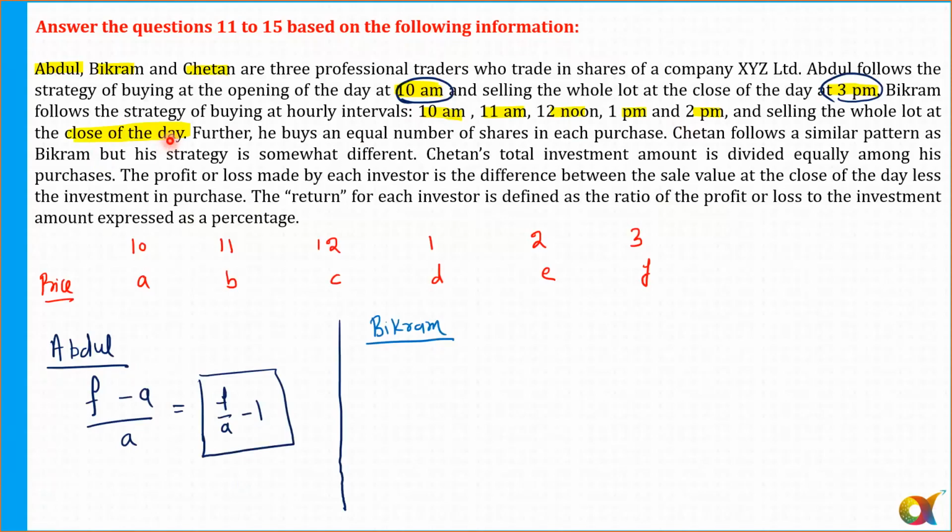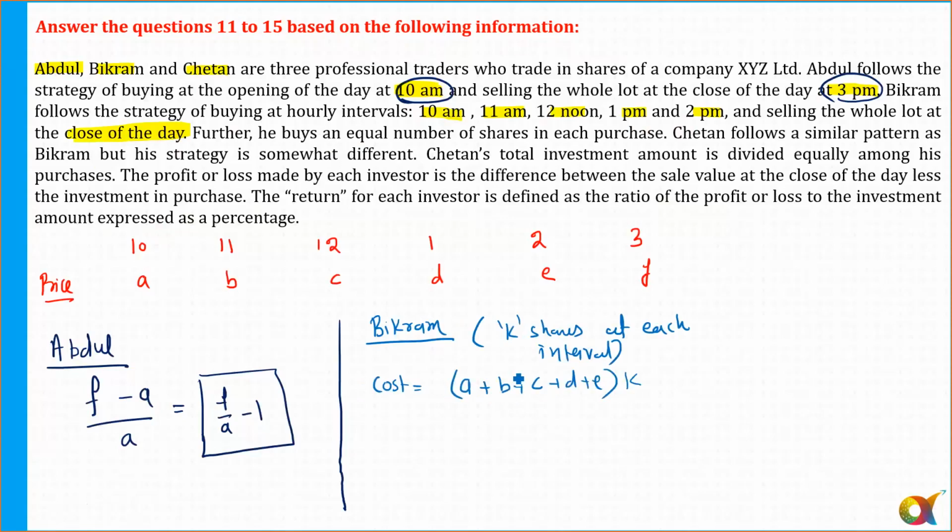So let's say Vikram bought K shares of each type. Vikram bought K shares at each interval. So what is the total cost for Vikram? At 10 a.m. the price per share is A. At 11 it is B. At 12 it is C, plus D plus E, into K. I have taken K as common.